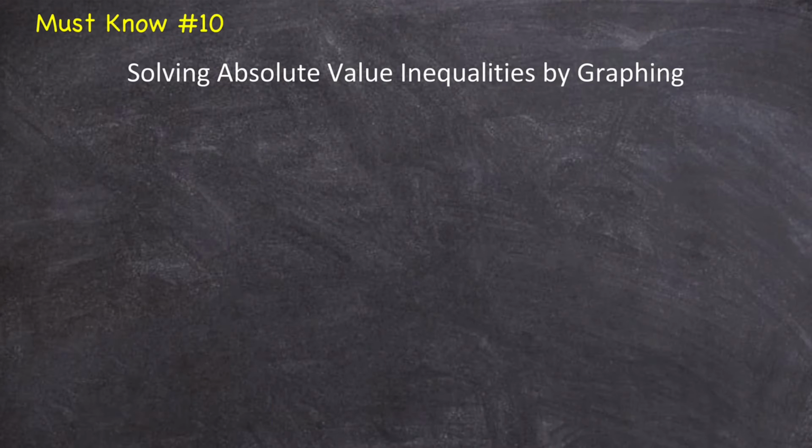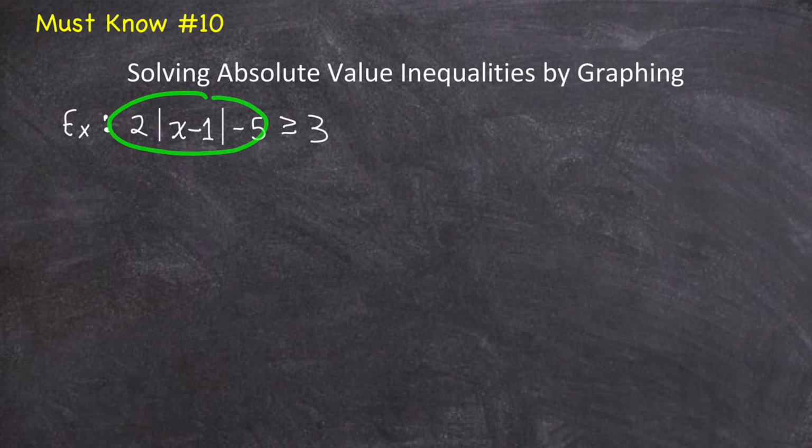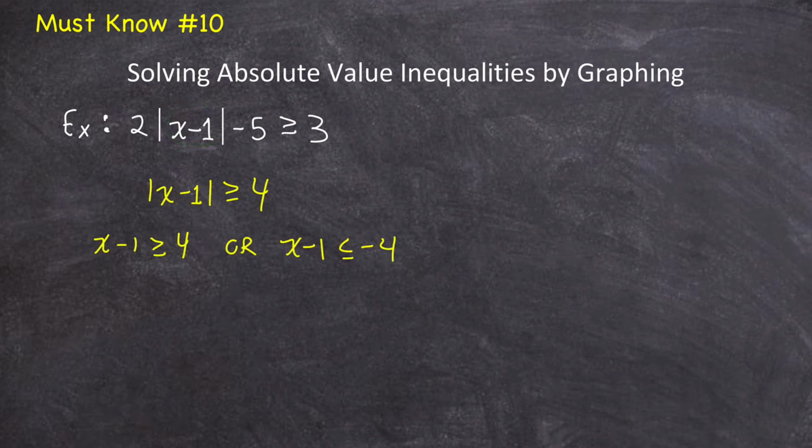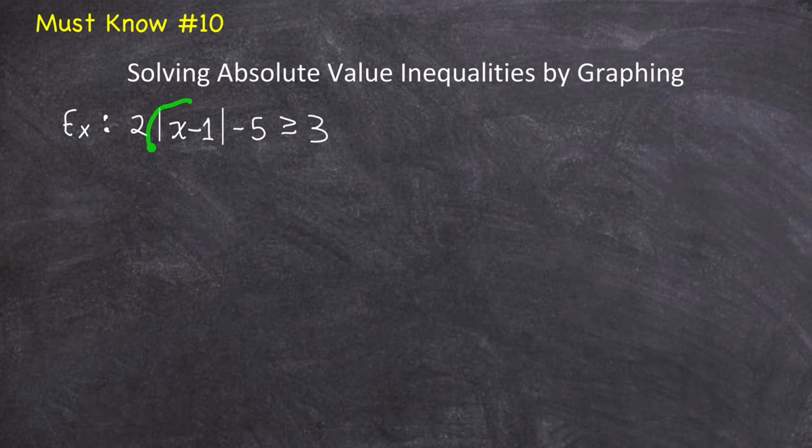Must know number 10, solving absolute value inequalities by graphing. Let's have a look at this example. To solve when this left side is greater than or equal to 3, instead of isolating the absolute value function and then setting up two inequalities to solve, what we could instead do is try and solve this by graphing. And if you're going to solve it by graphing, instead of isolating the absolute value function, we're instead going to move all the terms to one side. So let's move this 3 to the left. And negative 5 minus 3 would collect together to be negative 8.